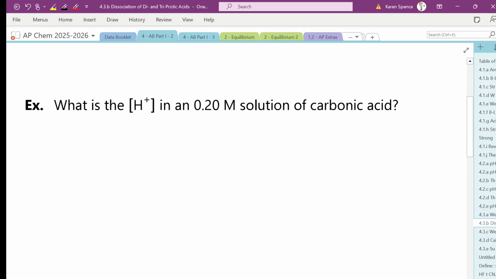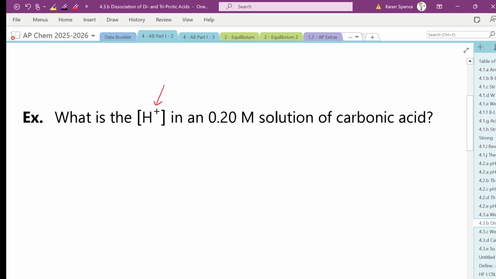Okay, so what is the concentration of H+ in 0.2 molar carbonic acid? Anytime you're asked for hydrogen or pH or anything like that, there are 2 questions you should ask yourself first. 1, is it an acid or a base? And this one is really easy because it says literally acid.